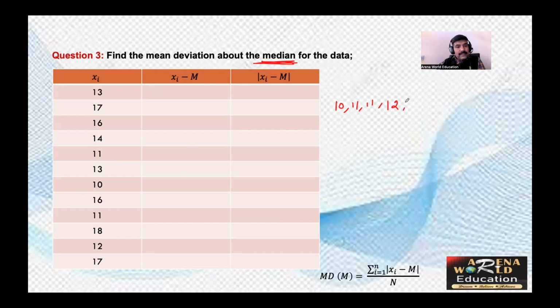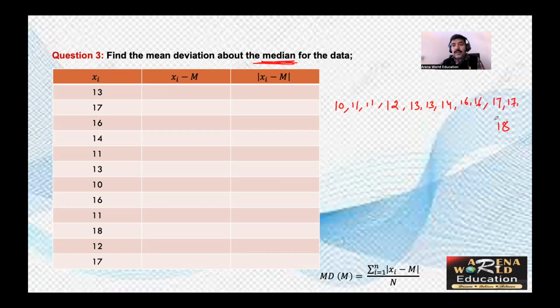Then we have 13. 13 is how many times? 2 times. Okay, then after 13 it is 14, and 14 is only 1 time. Then after 14 there is no 15. If we talk about 16, 16 is only 2 times. So 16, 16. Then 17, 17 is 2 times. And what about 18? Yes, 18 is 1 time.